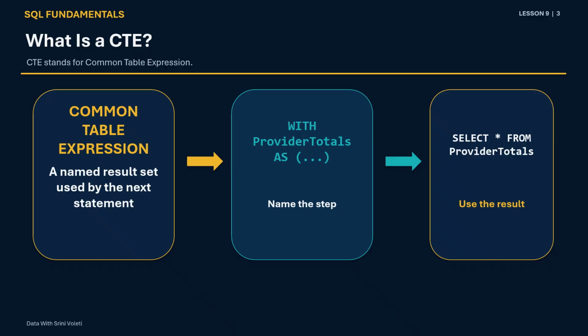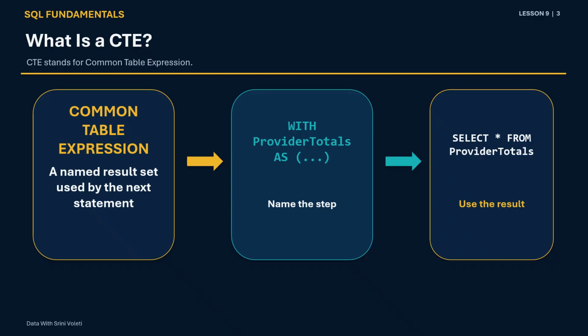But there are three things I do not want you to confuse. A CTE is not a permanent table. A CTE is not a view saved in the database. And a CTE is not automatically materialized as a separate stored copy of the data. For our beginner mental model, think of it as a temporary name for a query result that is available to the statement that follows. This part defines and names the intermediate result. This part consumes that named result.